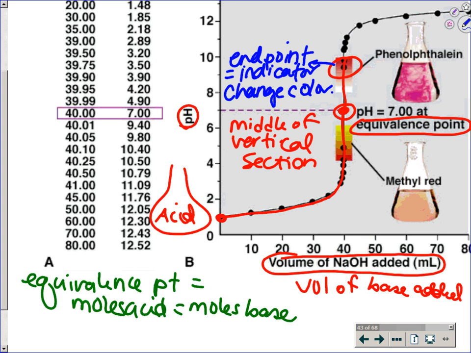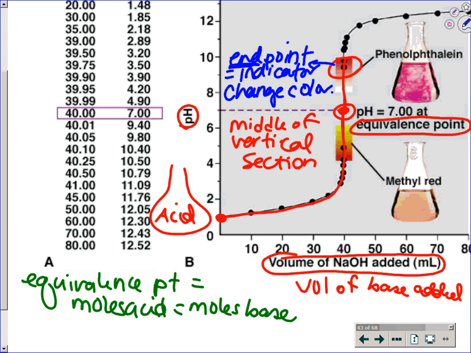So we really want the equivalence point and the end point to be really close together, but we can't always have that level of accuracy just because our equipment may not let us or the indicators may not let us. But what that's supposed to tell us is end the titration. When you see the color change, stop the titration.